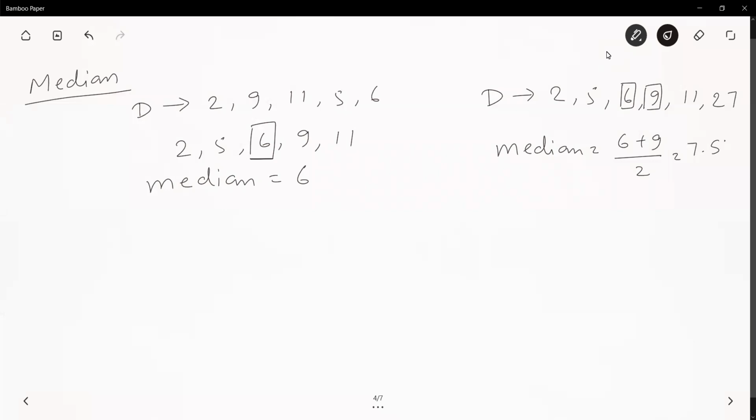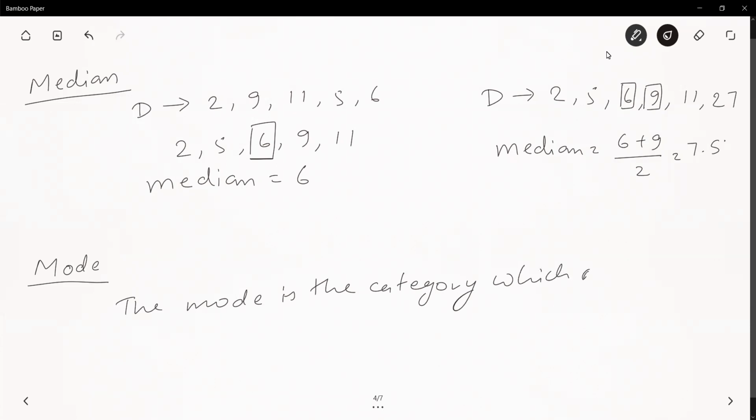Okay, fine. Now if I talk about the mode, so mean, median, and mode. The mode is again a pretty simple thing. The mode is nothing but the category that occurs most frequently. So you can say the mode is the category which occurs most frequently.